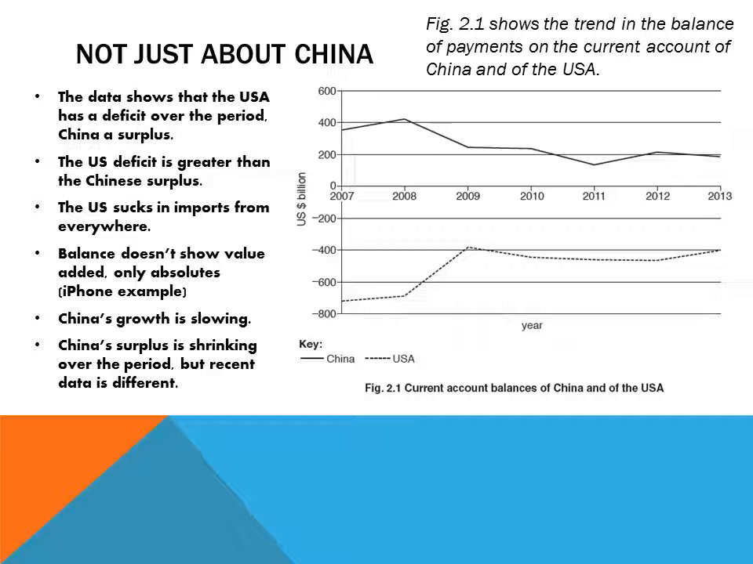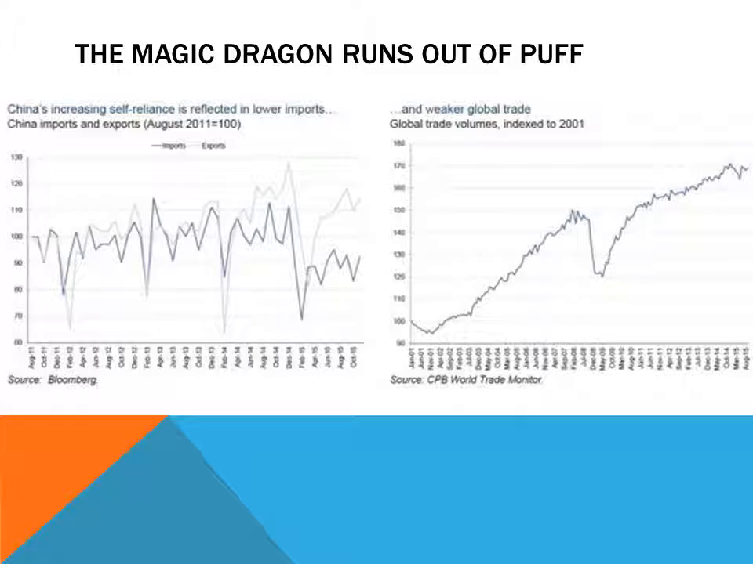One of the things you might also look at here is the slowing of China's growth at the moment, which is very worrying for world trade altogether. And the fact that the Chinese surplus is shrinking over the period shown in your stimulus. The narrowing of China's surplus is not in fact borne out in more recent data.